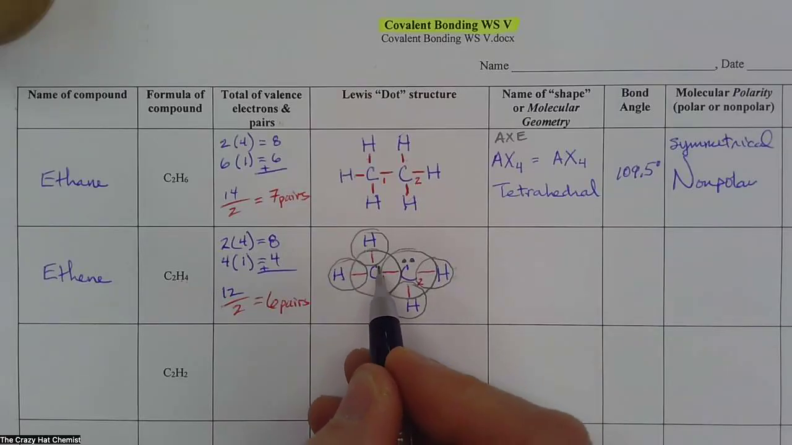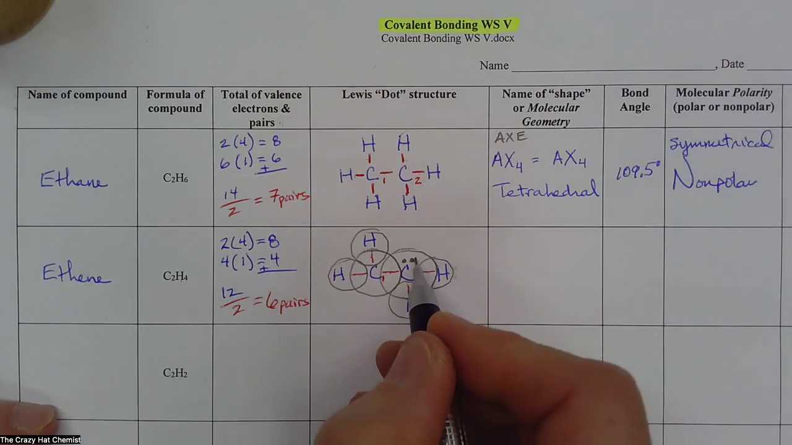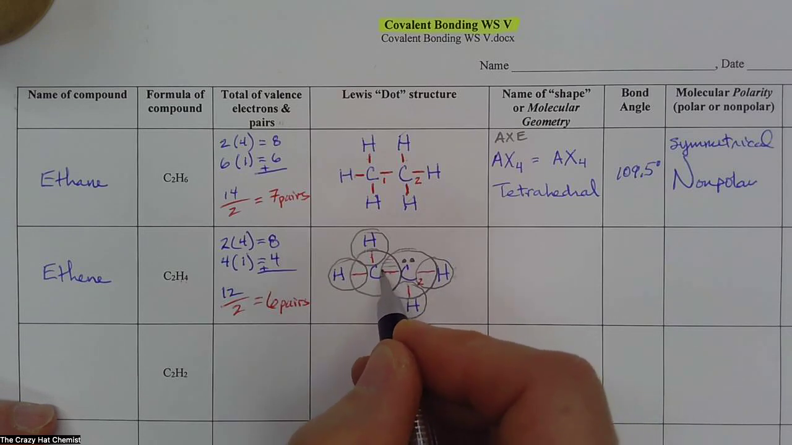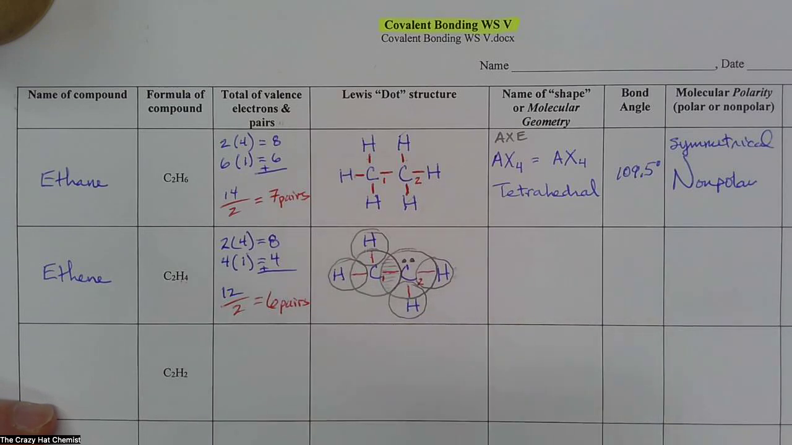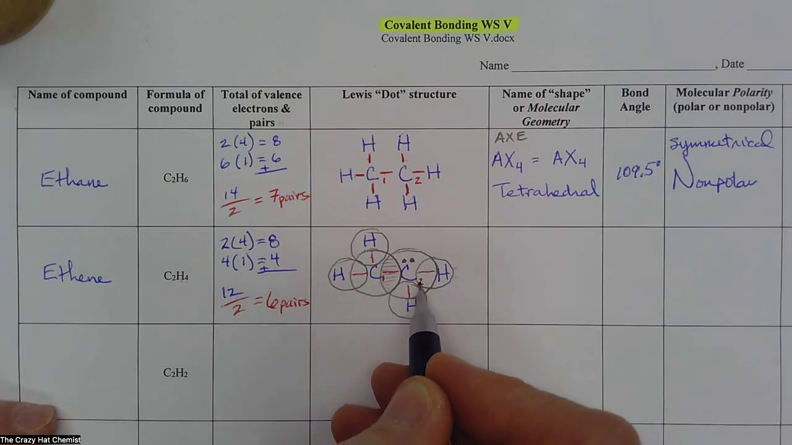How many electrons around carbon 1? 2, 4, 6. Uh-oh, that's a problem. You notice like in a previous video, there's an intersection area right here between carbon 1 and carbon 2. And I need both carbon 1 and carbon 2 to have an octet.